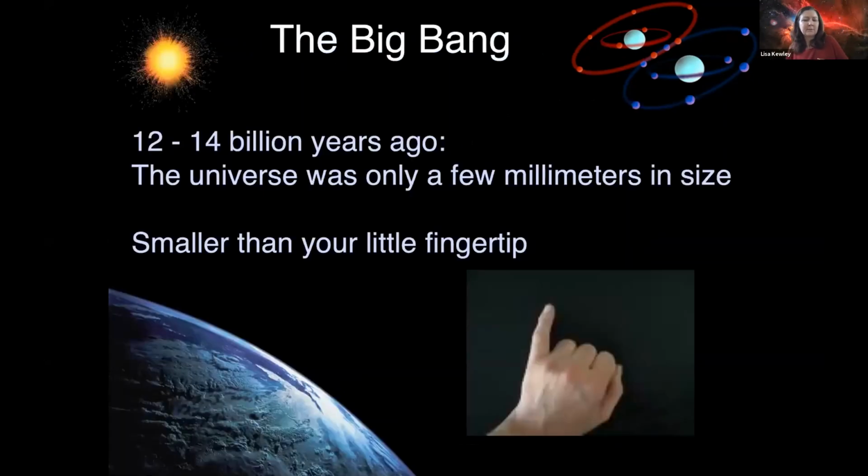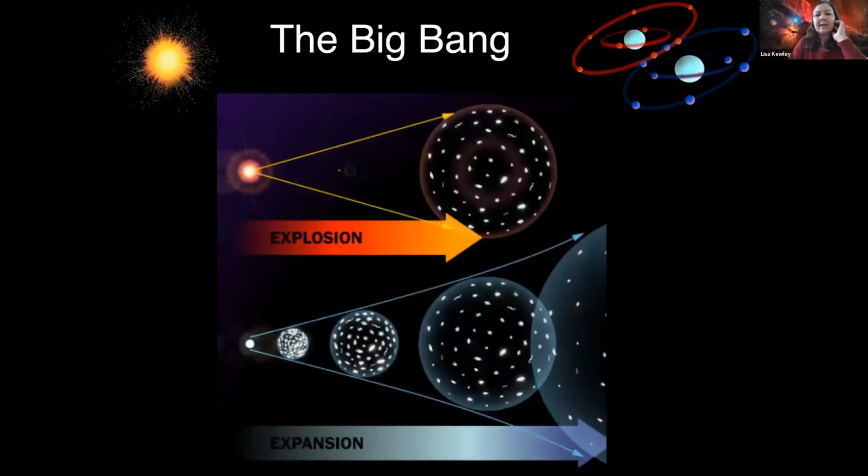So the universe, the Big Bang, started 12 to 14 billion years ago when the universe was only a few millimeters in size. So the universe was actually smaller than your little fingertip. And then suddenly the universe started expanding, and we can think of the expansion of the universe as basically the distance between things. So the distance between the hydrogen atoms just suddenly got bigger and bigger and bigger. So the atoms themselves didn't get bigger, but the distance between them did. And it's still happening today, that the distance between things is getting bigger and bigger.